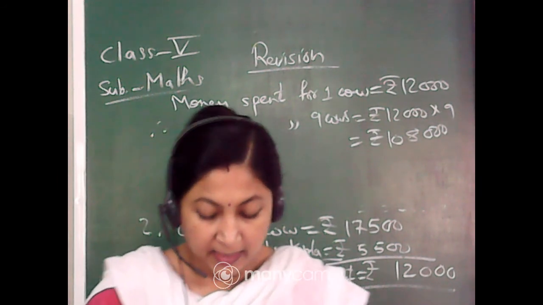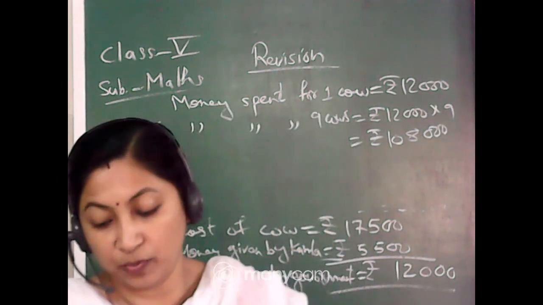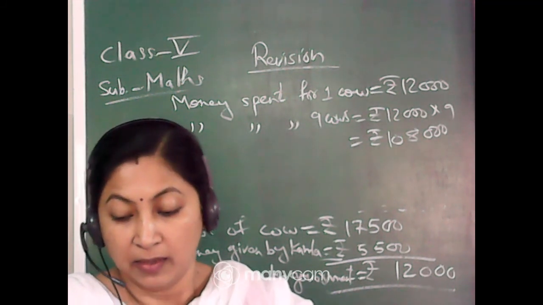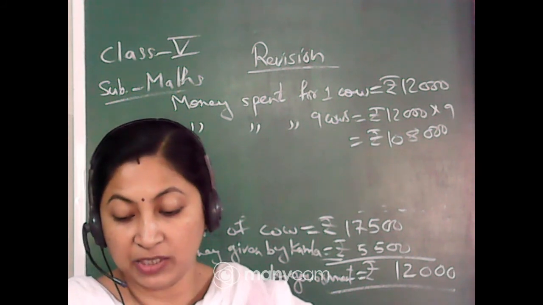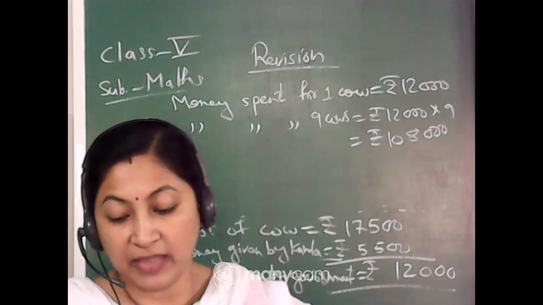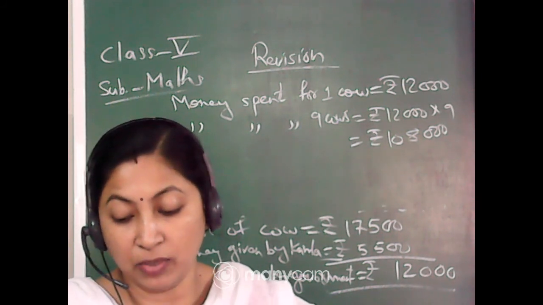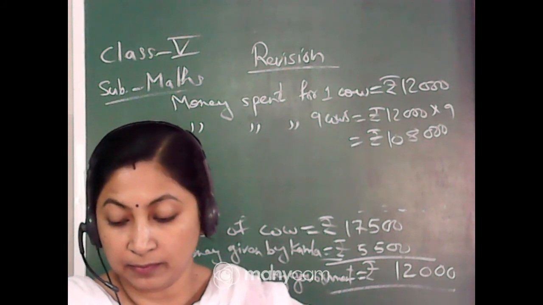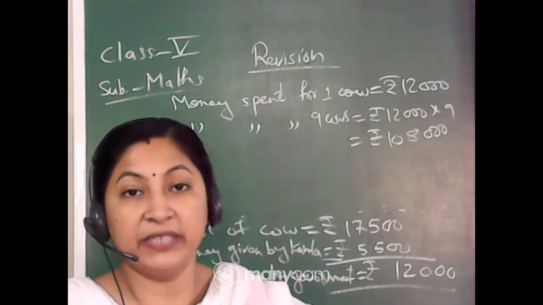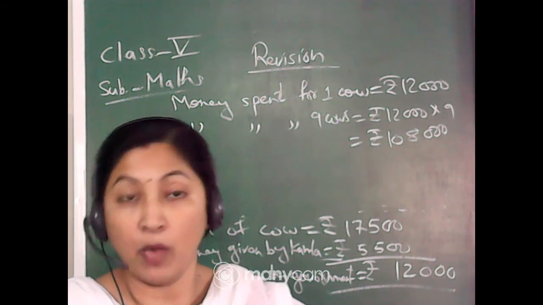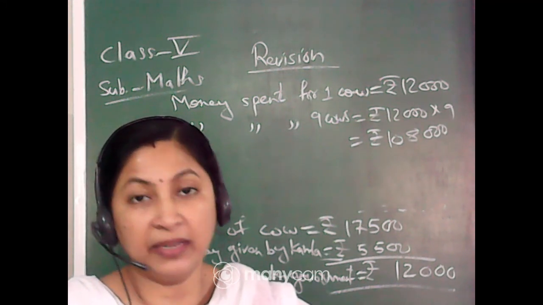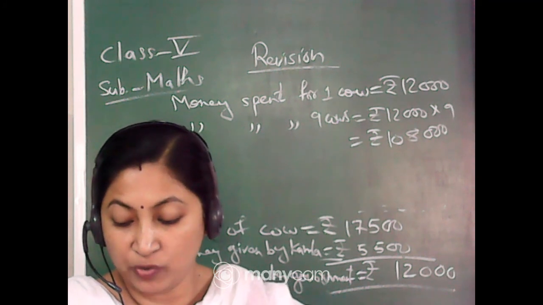Next, it is said that if Kamlabai spends rupees 85 a day, find out how much she will spend in one month. See, Kamlabai is spending 85 rupees per day on the cow, and she is selling the milk to the people. You have to find, if she is spending 85 rupees in one day, how much she is spending for 1 month. So you will directly multiply by 30, because 1 month has 30 days. So you can do this.